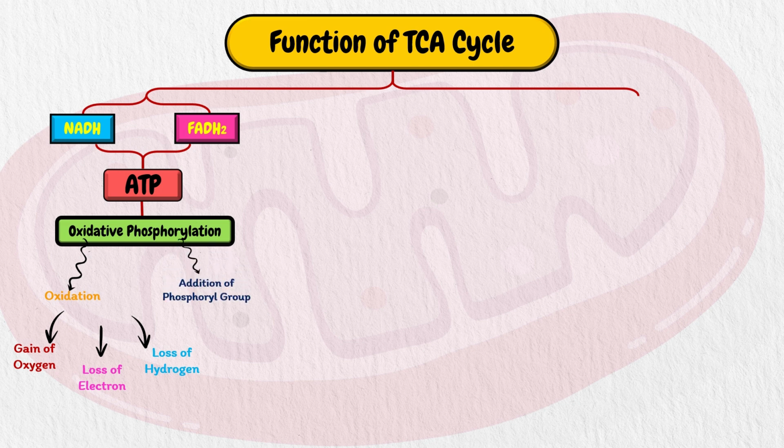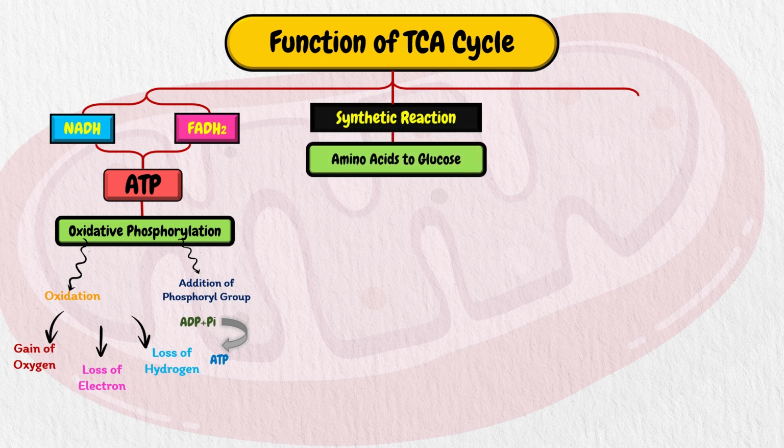Phosphorylation means addition of a phosphoryl group. Now where is this phosphoryl group added? It will be added to ADP and form ATP. The process of oxidative phosphorylation basically occurs in the fifth complex of the electron transport chain. Another function of the TCA cycle is that it provides for synthetic reactions, for example conversion of amino acids to glucose.